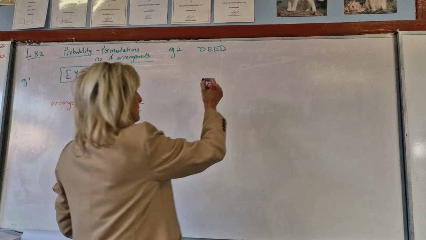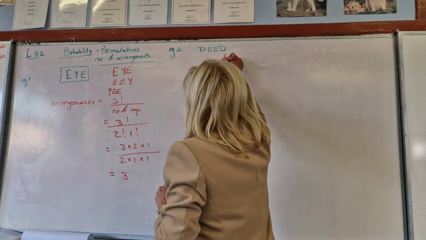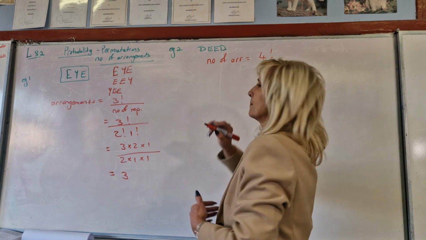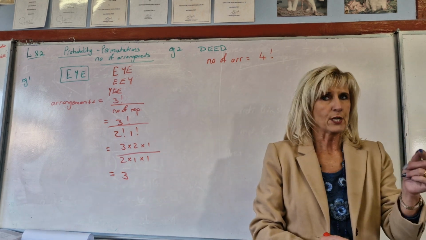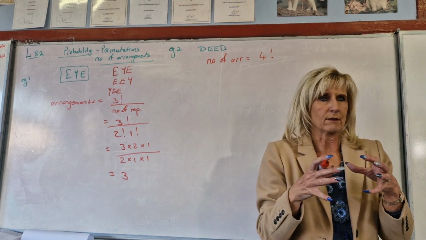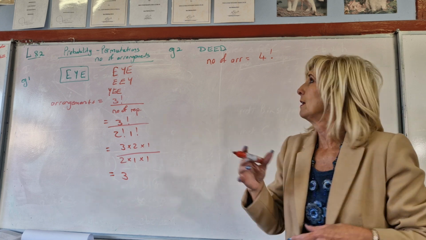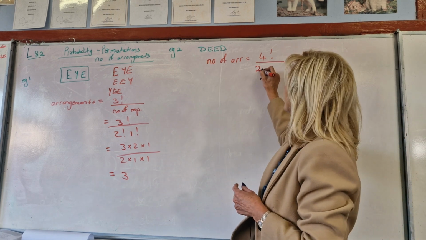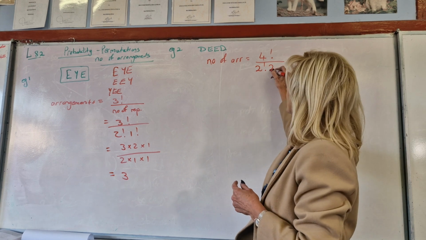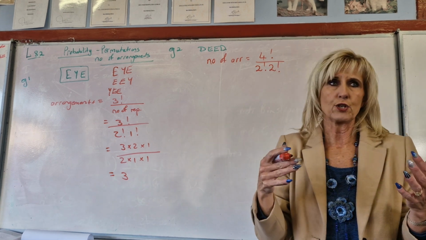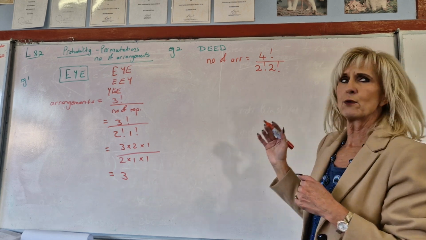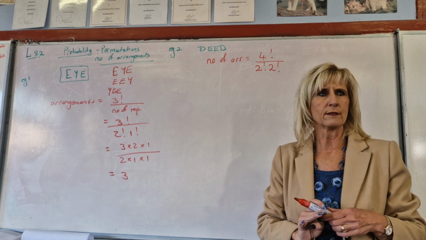Deed. First thing that you would say is the number of arrangements or the number of permutations is 4 factorial. But then you must remember they are identical, so you would be dividing by the D's, there are 2, and the E's, there are 2. And then that's it, because you're not going to repeat that again. Are you with me?